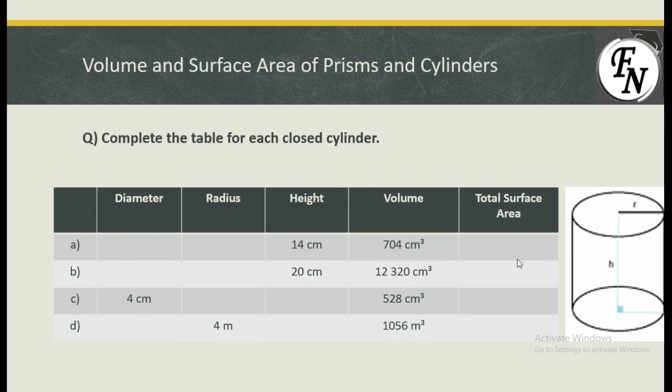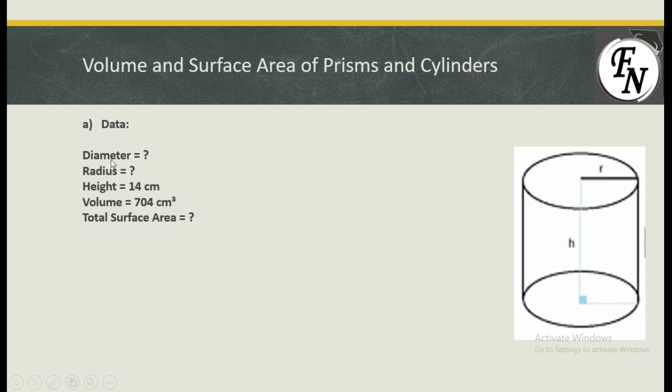So let's begin. So this is the question. We have not been given the diameter, nor the radius. Height is 14 centimeter, volume is 704 centimeter cube, total surface area is also missing. So we have been given the volume first, so we will be using the formula of volume to calculate the radius. The formula is volume equals pi r square h. So 704 equals pi is 22 over 7, r is not given to us, into height is 14. So we will move all the numbers towards the other side, and the alphabet would remain on the other side.